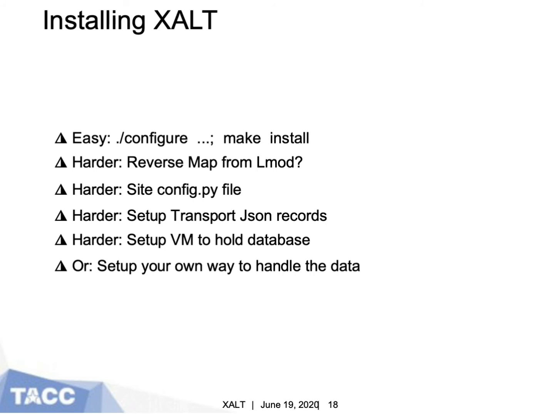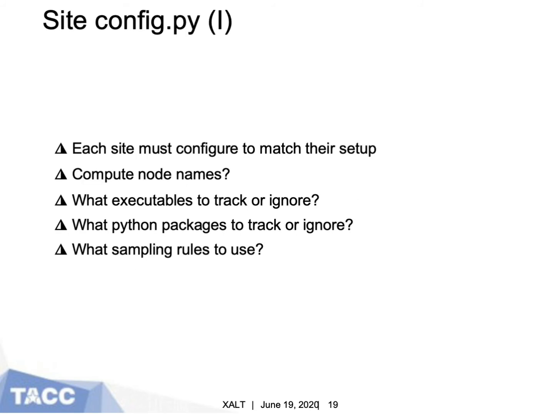Each site has to have its own config.py file, which I'll talk some more about later. You also have to set up transport of the JSON records. It can either go file, syslog, or curl. And if you're going to use the provided database, you're going to want some computer, a VM, or someplace to hold the database. Or you can set up your own way to handle the data. You can take the JSON and put it in your own database. Each site must configure to match their setup.